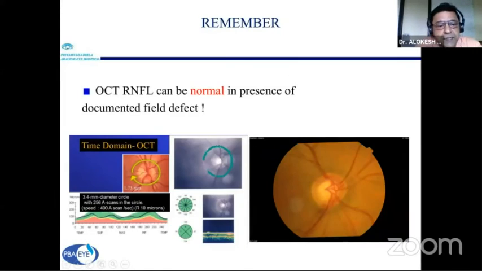In the time domain OCTs per se, as we were explaining, there are A scans which run radially at 30 degree differences. So two-line A scans run between these two areas, and a lesion that falls in between the two scans will result in a normal OCT.